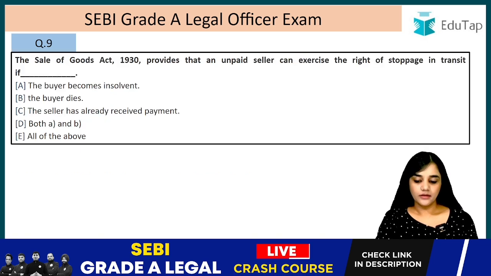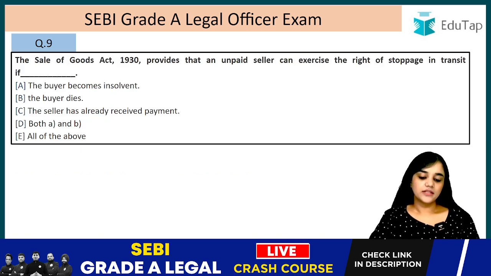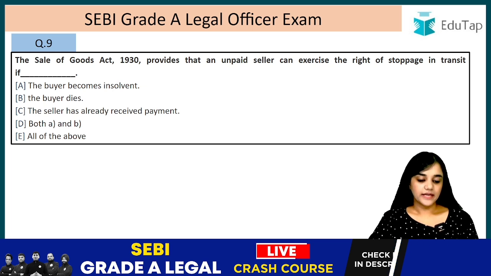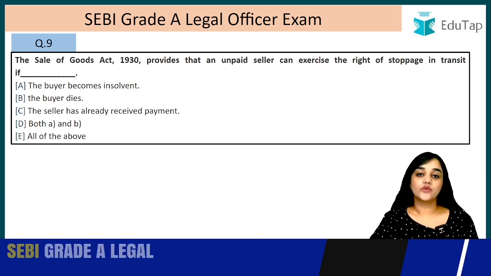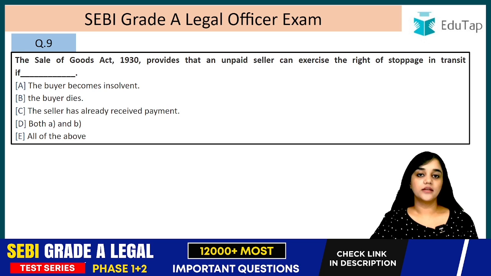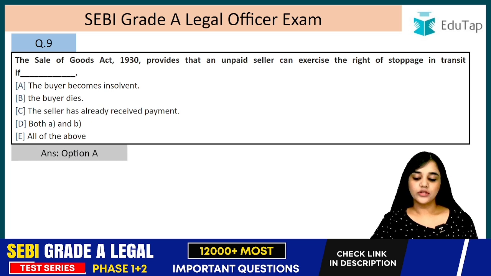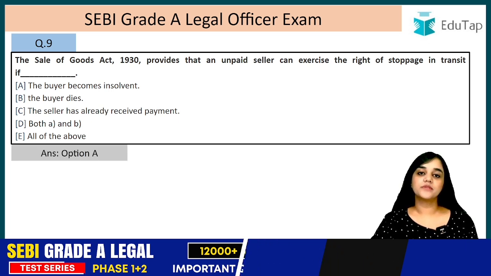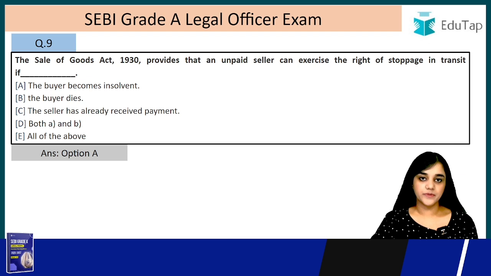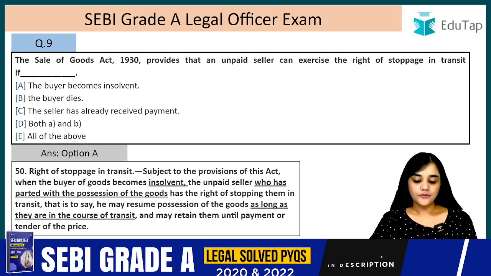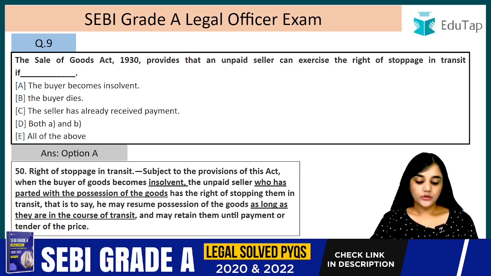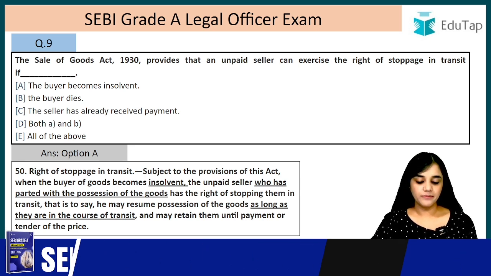Question number 9. The Sale of Goods Act 1930 provides that an unpaid seller can exercise the right of stoppage in transit if. So when can the seller exercise his right of stoppage in transit? We will be dealing with what stoppage in transit is. The answer here is if the buyer becomes insolvent. Only and only if the buyer becomes insolvent. Right of stoppage in transit: subject to the provisions of this Act, when the buyer of goods becomes insolvent.